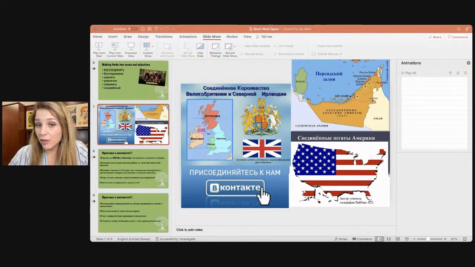Президент находится в Лондоне, где в понедельник присоединится к другим мировым лидерам, участвующим в похоронах королевы. Okay, so this is something happening in the news right now. What would make sense in this context? Would it mean to unite? No, it wouldn't mean they're having a reunion at the Queen's funeral.